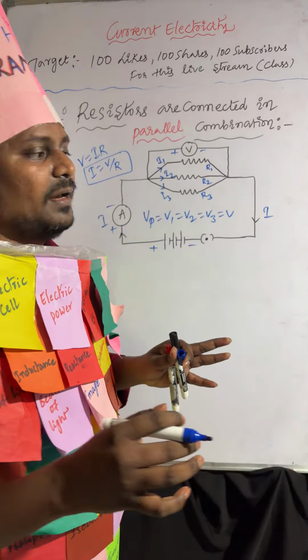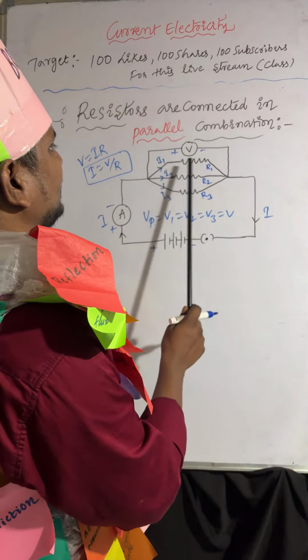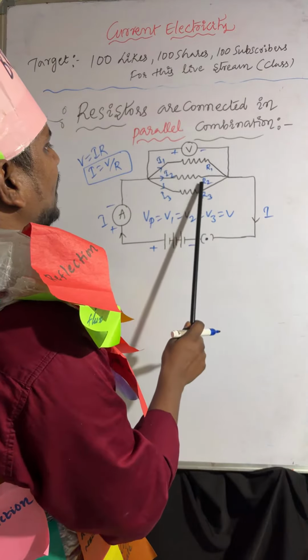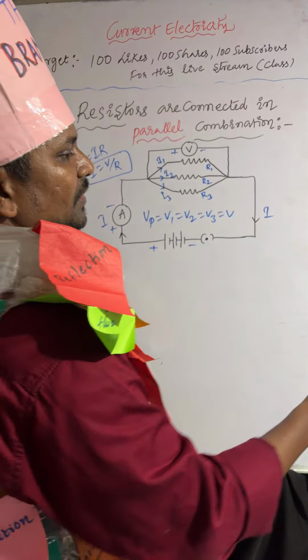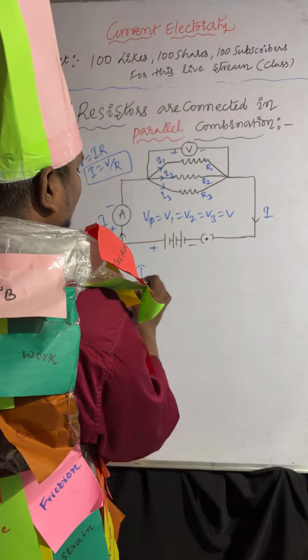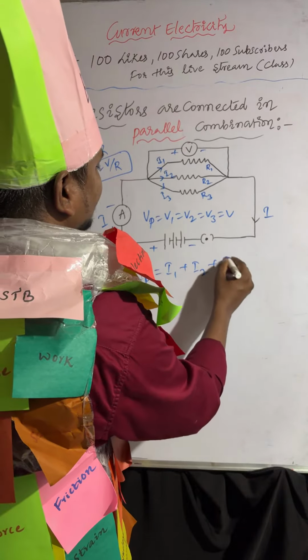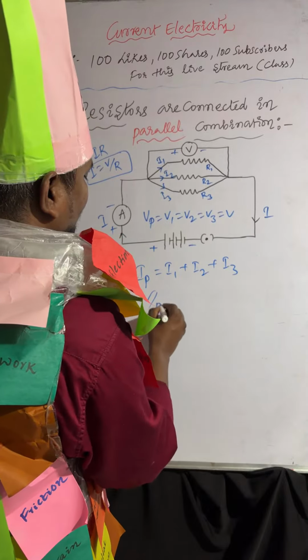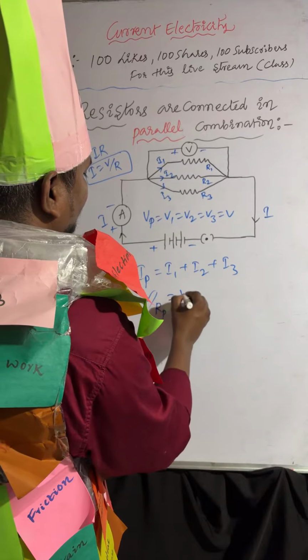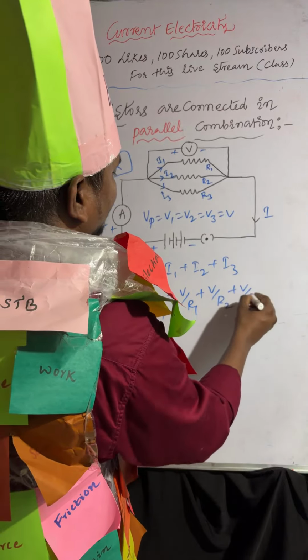But the current is different, right? Potential difference is the same. Current through R1 is I1, through R2 is I2, through R3 is I3. So current is different. That's why IP equal to I1 plus I2 plus I3. That is nothing but V by RP equal to V by R1 plus V by R2 plus V by R3.